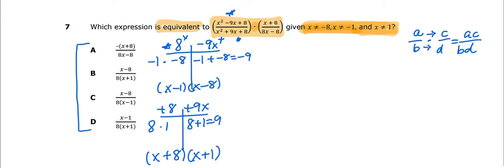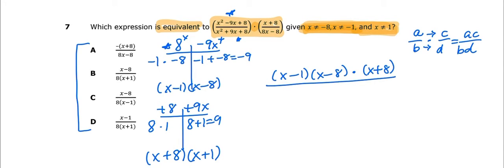Now I'm going to rewrite my expressions with my new numerators and denominators in factored form. So I'm going to have x minus 1 times x minus 8 multiplied by x plus 8. Because when I multiply straight across, instead of having two fractions, I'll just have one. And then I'll have an x plus 8 times an x plus 1.